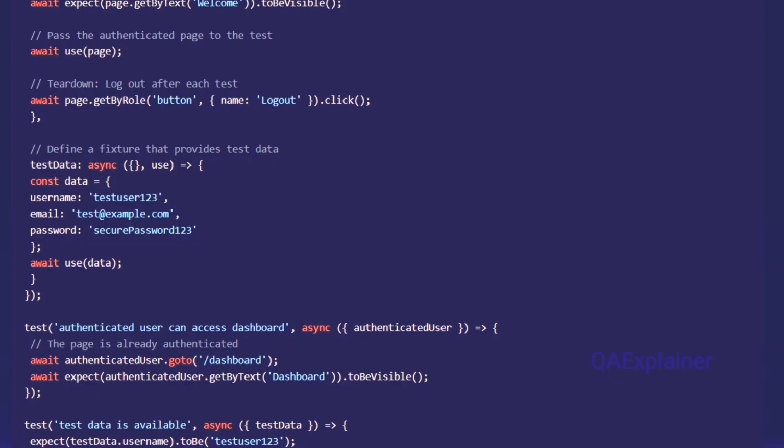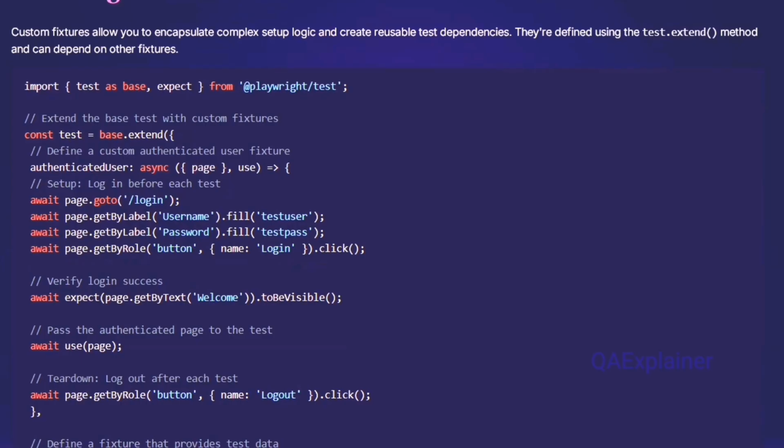I'll create an asynchronous function, and inside that asynchronous function I will declare one constant called data, and inside that data I am providing the data as JSON. So this entire operation that I have performed comes under custom fixture.